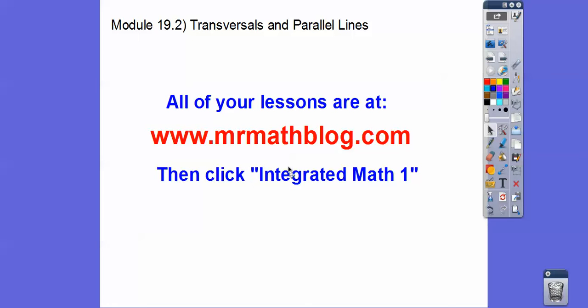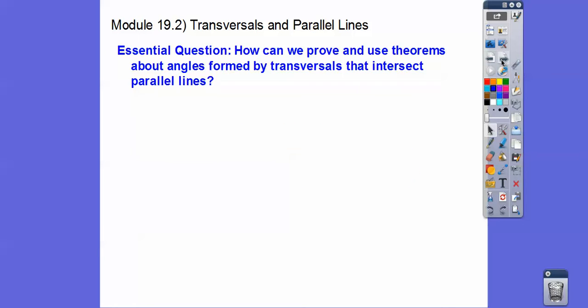So this lesson right here, it's used a lot. It's one of the more important lessons, it's on the SAT. I've been teaching an SAT prep class for about 20 years, and they're loaded with this section on here. I tell my kids to put their thinking caps on. This is an important lesson. So they all are, but this one especially. Our question is here: how can we prove and use theorems about angles formed by transversals that intersect parallel lines?